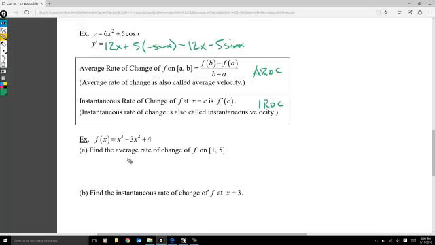Right, so let's practice. I want to find the average rate of change between 1 and 5, so I need to find f of 5 minus f of 1 over 5 minus 1. And this is just slope. It's the difference of my y's divided by the difference in my x's. That's just slope. You've been doing that for forever. Right, so we can plug in. So I have 5 cubed minus 3, 5 squared plus 4.